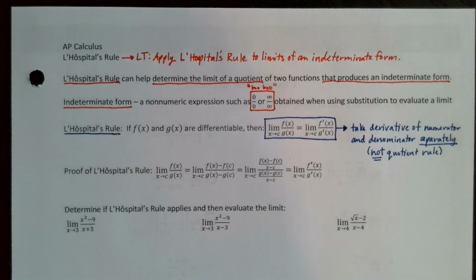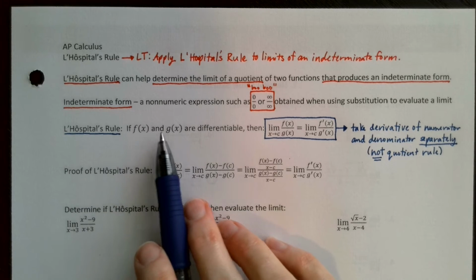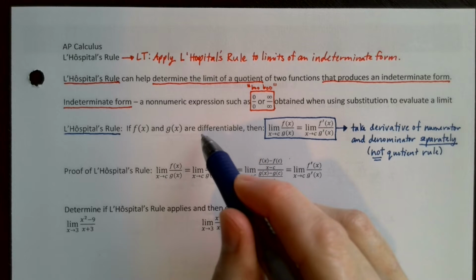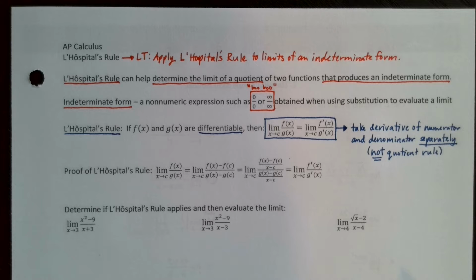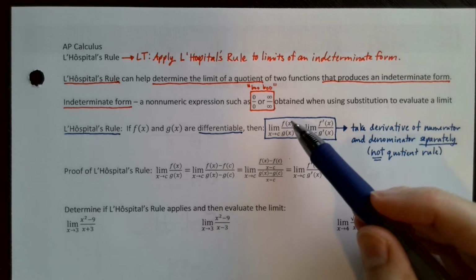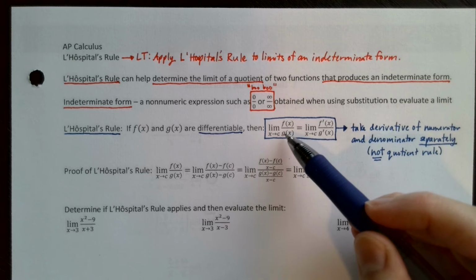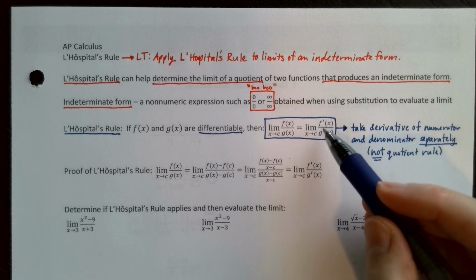So let's take a look at what L'Hopital's rule tells us that we can do to solve these indeterminate limits. If f and g are both differentiable, so that's a requirement for using L'Hopital's, that both of the functions must be differentiable, or able to take the derivative of, then the limit of the quotient of f and g is actually equal to the limit of the quotient of f and g derivatives.